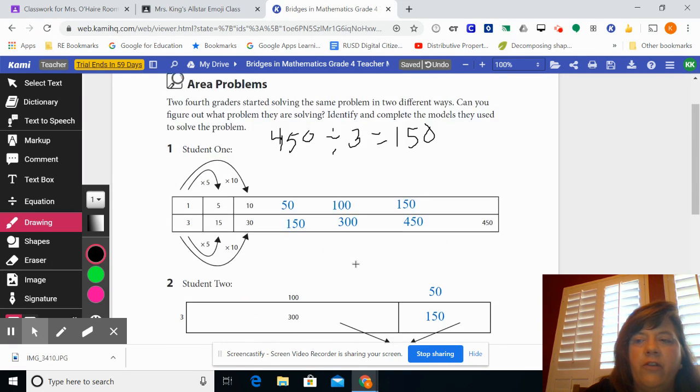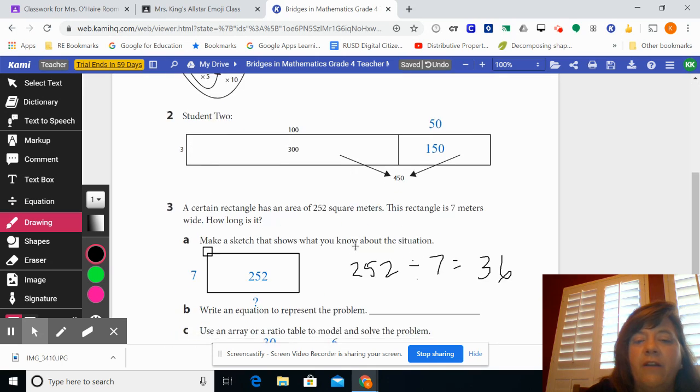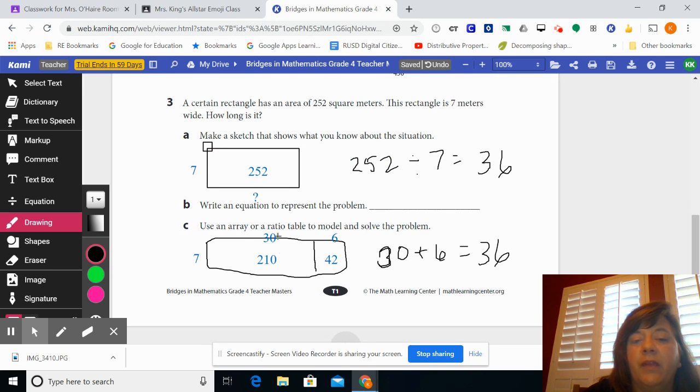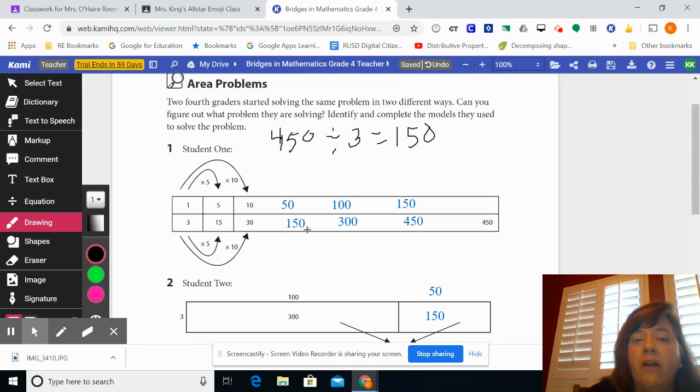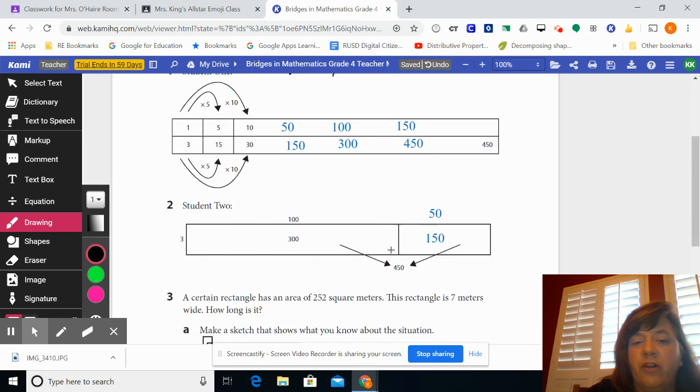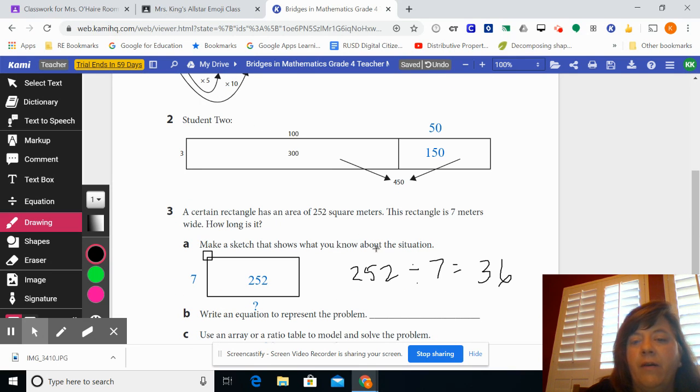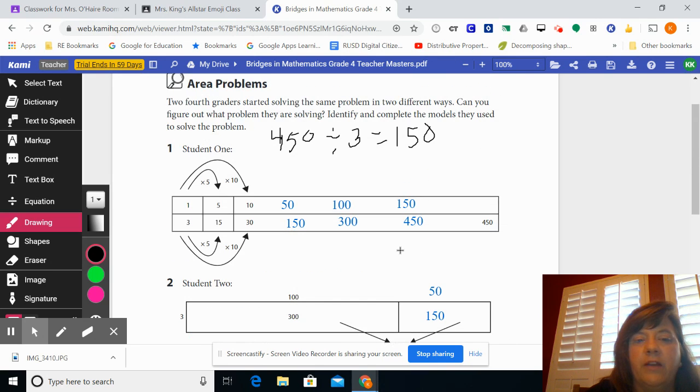So today in your work, you're going to have to show an array or a ratio table, whichever is easiest for you to show when you're solving area and using division as the operation instead of multiplication. Okay, so hopefully that helps.